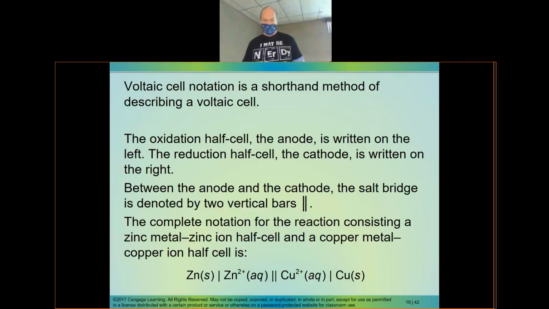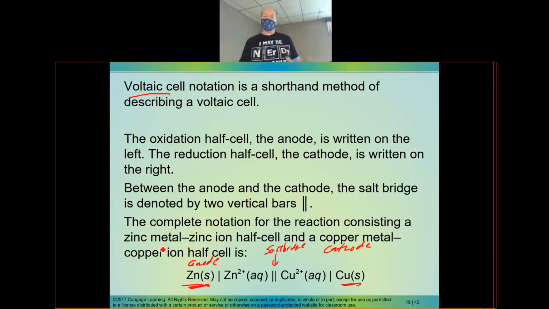All right, so now we're going to have a shorthand, a shorthand for a voltaic cell or any cell. The way that we do this notation is always the anode comes first, then you have your salt bridge, and then you have your cathode. It must start with a metal. It must end with a metal.